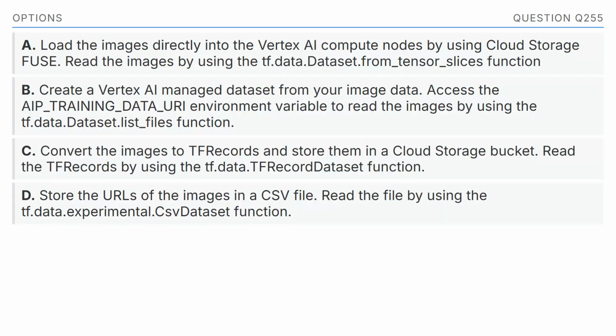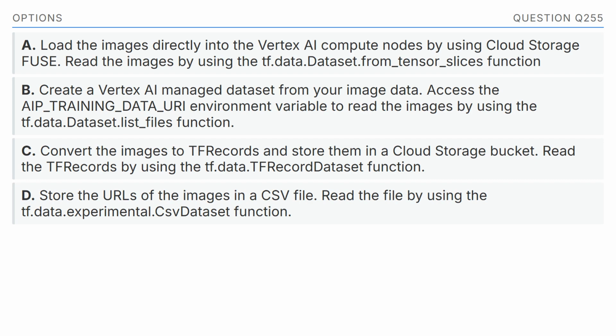The options are: Option A, load the images directly into the Vertex AI compute nodes by using Cloud Storage FUSE. Read the images by using the tf.data.Dataset.from_tensor_slices function. Option B, create a Vertex AI managed dataset from your image data. Access the AIP_TRAINING_DATA_URI environment variable to read the images by using the tf.data.Dataset.list_files function.